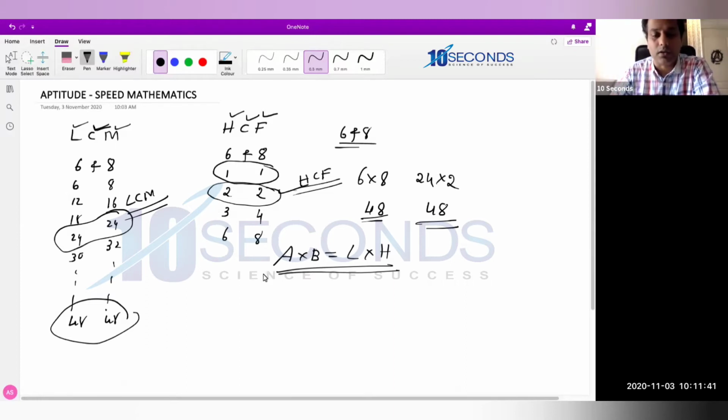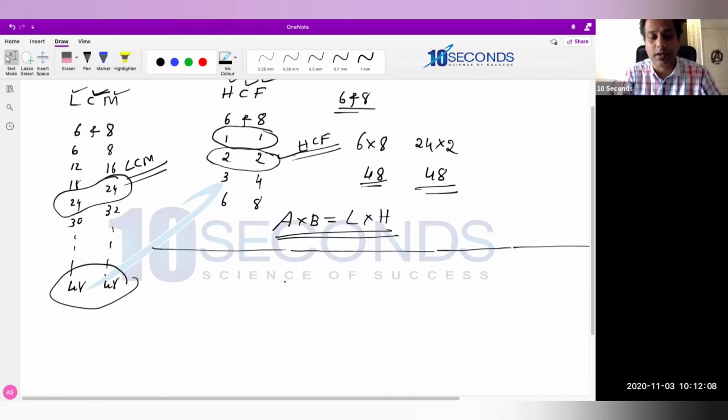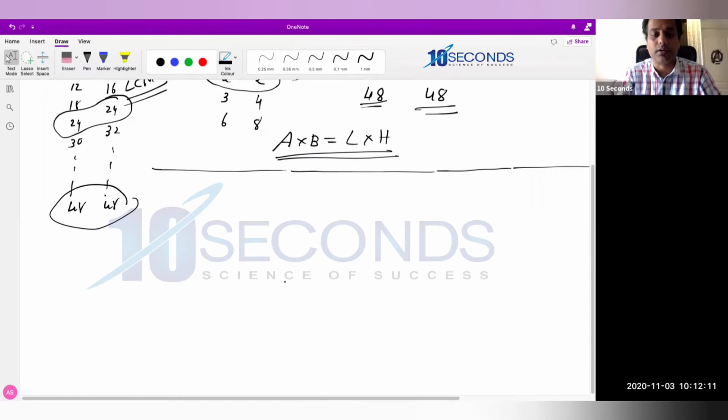Now let's take on the shortcuts, how to do it without pen and paper in a few seconds. This video is all about shortcuts. If you have not checked out the previous shortcuts of square root and cube root, you can check them in the banner in the window. We are focusing on the LCM and HCF shortcut today.